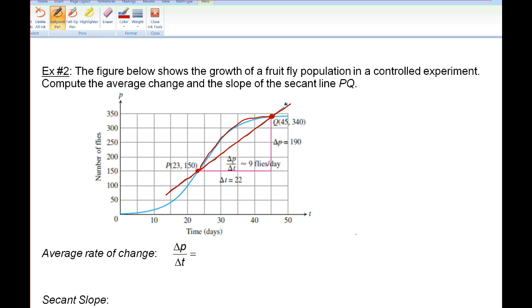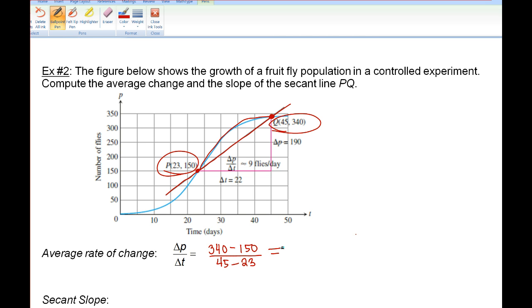Can't you just look at the secant line and say what the slope is? There's information here that you could copy to see the answer, but let's just work it out. So delta P over delta T. That's the change in population. That's going to be 340 minus 150, over 45 minus 23. We're taking these two points and finding the slope. It's like y minus y over x minus x.